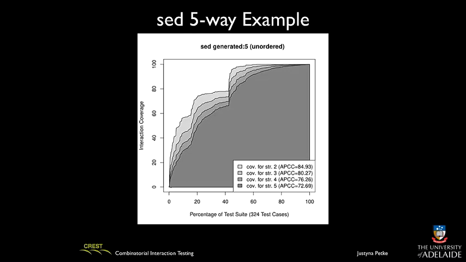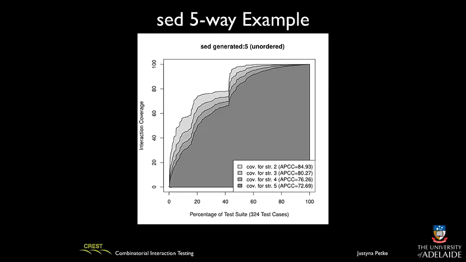On the y-axis here, you've got the coverage. As you slowly process more and more of your test suite, in this case 324, that's simply the size of the test suite for sed, which is a Linux utility. As you execute these 324 test cases, you cover more and more interactions. Of course, once you execute all 324, you cover 100%.